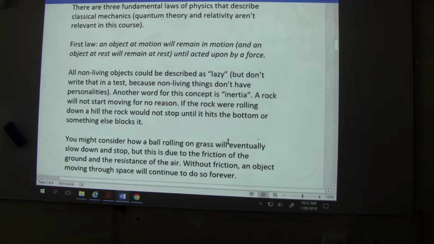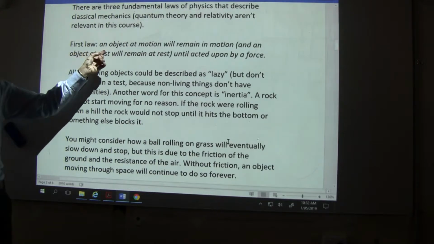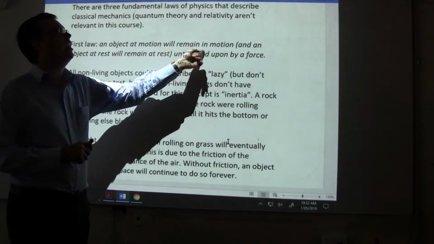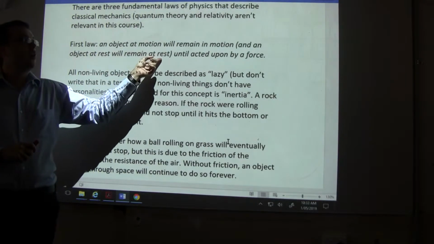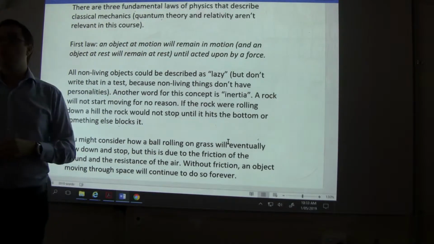Okay, there are three laws. The first law says an object in motion will remain in motion, and an object at rest will remain at rest until acted on by another force.